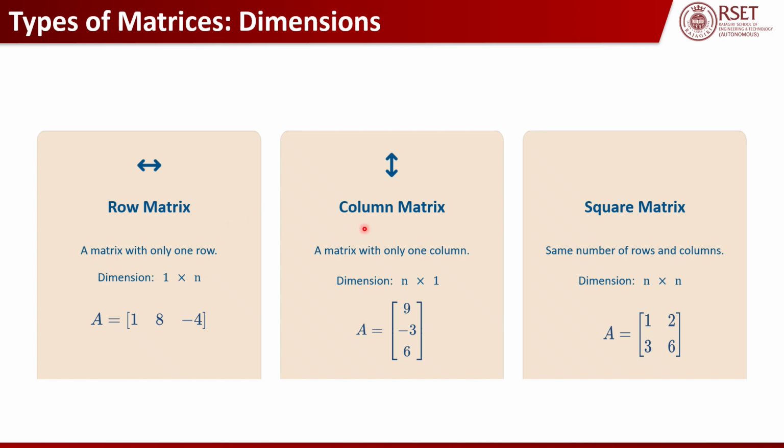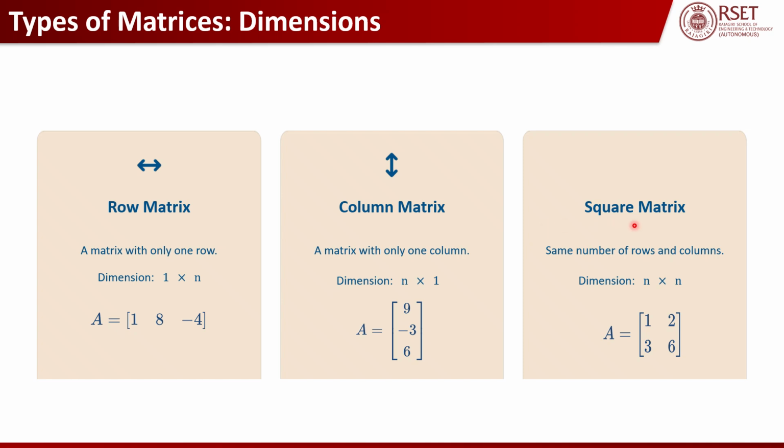The next type is a column matrix. It is the opposite: it has n rows and only 1 column. Here there is an example, the matrix 9, minus 3, 6. So it is a 3 by 1 matrix, right? A matrix with only 1 column is called a column matrix.